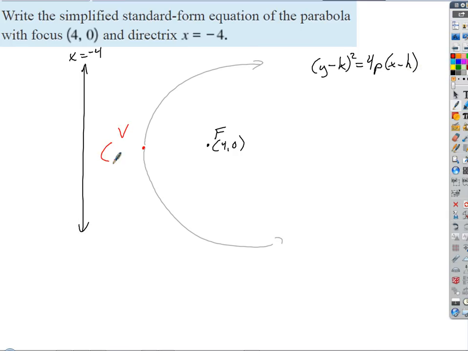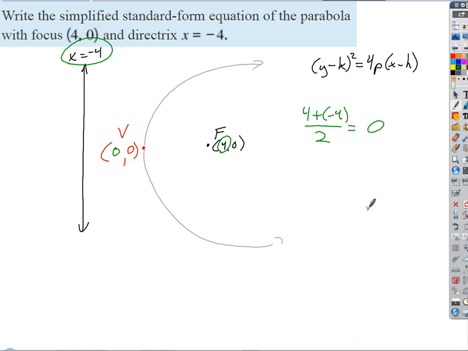So there's V for vertex. Well, we know that the vertex and the focus line up horizontally, so they must share the same y coordinate. They both must have a y value of 0. And then the x coordinate of the vertex is just going to be halfway in between the x coordinates of the focus and the directrix. So I'm just going to average those two. What's the middle value of 4 and -4? (4 plus -4)/2 is just 0/2, which is 0. So the coordinates of the vertex in this case are just (0, 0).